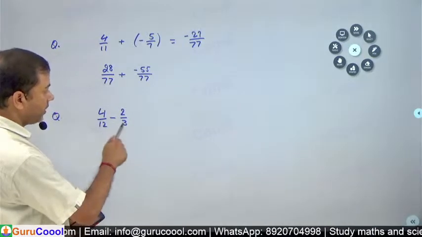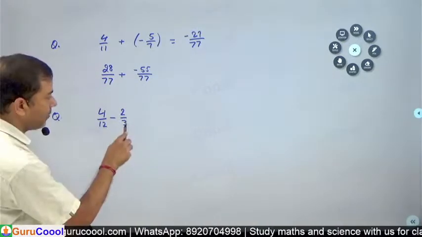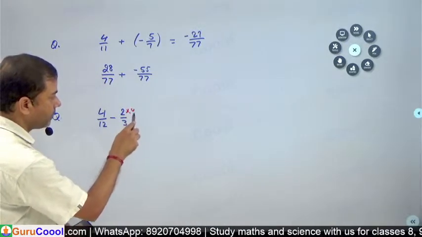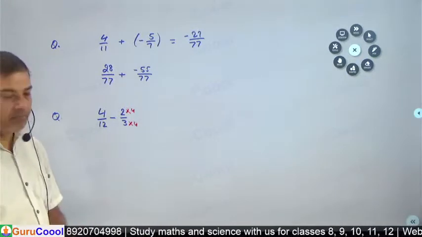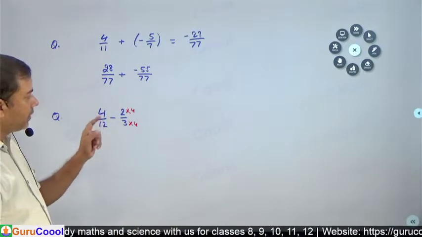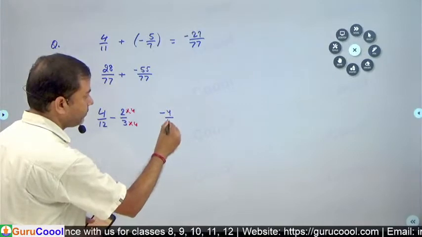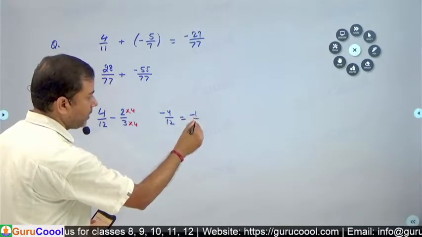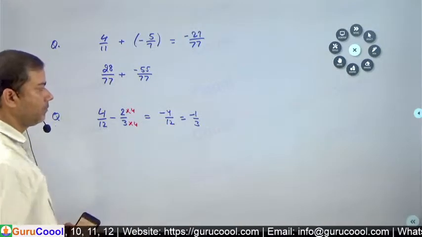So you will make the denominator the same. Here you will multiply with what? With 4. 4 times 3 is 12. Now the denominators are the same. 4 times 2 is 8. 4 minus 8, that is minus 4 upon 12. So minus 1 by 3. 4 times 3 is 12. Is that okay? Yes, sir.